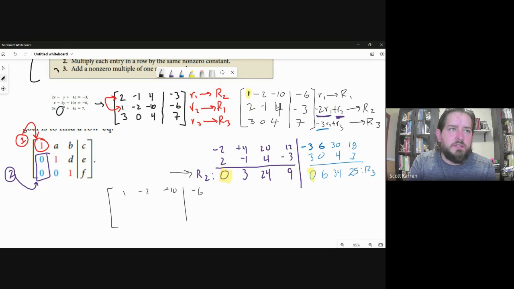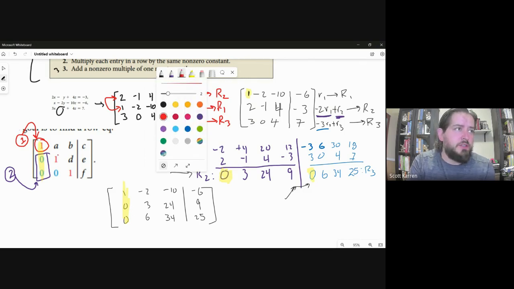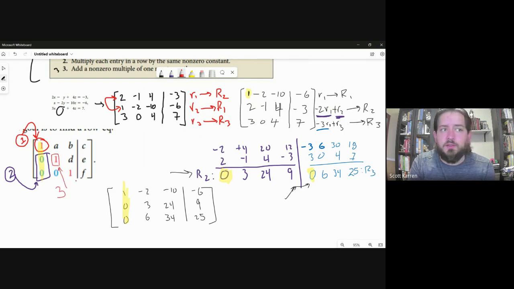My new row 2 is here. So that's 0, 3, 24, 9, and my new row 3 is there. So it's 0, 6, 34, and 25. And bit by bit, we're getting there, right? My first column now looks like the first column of the end product that I want. So the next thing that I want to do in Gaussian elimination, my step 3, is to get that to be a 1.